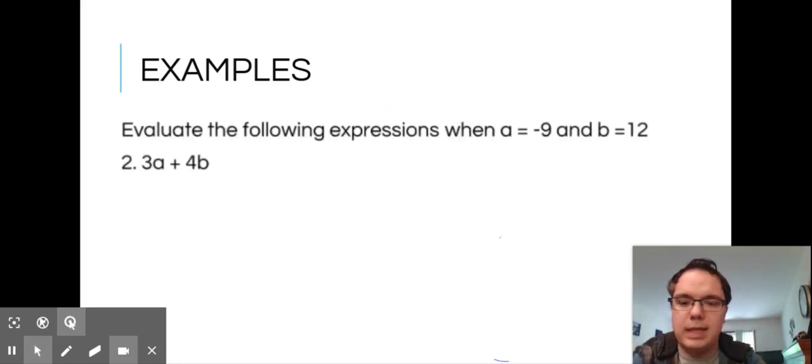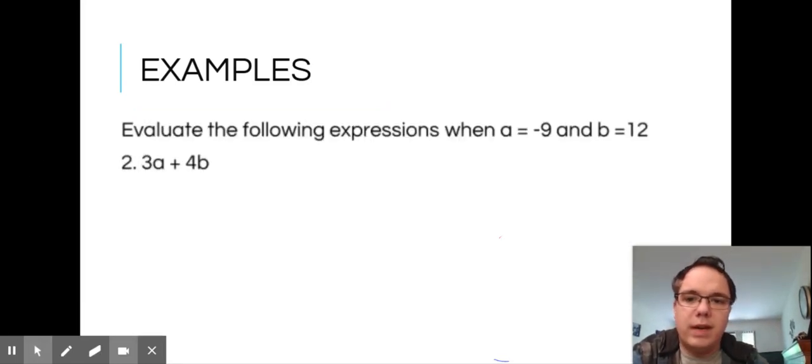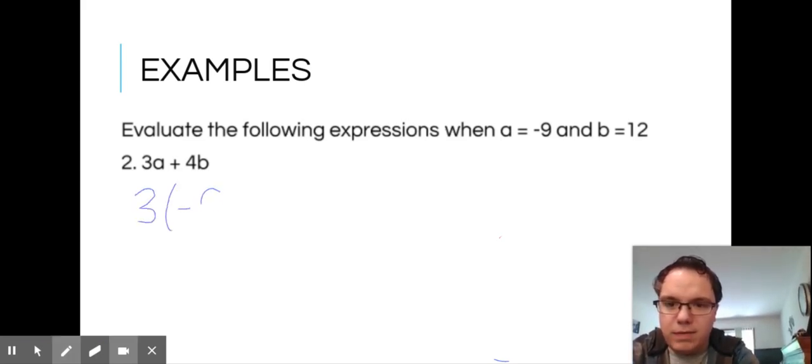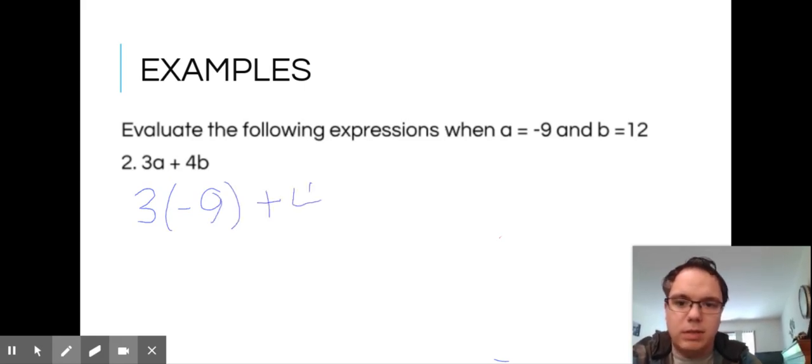All right, one last example and then we're done. So we're going to evaluate 3a plus 4b when a equals -9 and b equals 12. So that means I have to change my a to -9. So I'm going to have 3 times -9. And I'm going to change my b and substitute in 12. So 4 times 12. So my b went to 12, and a went to -9.